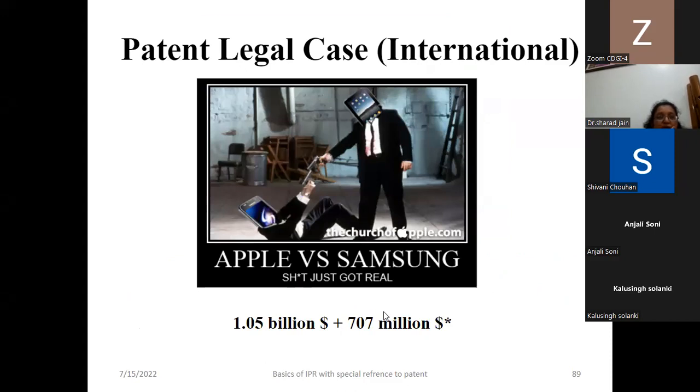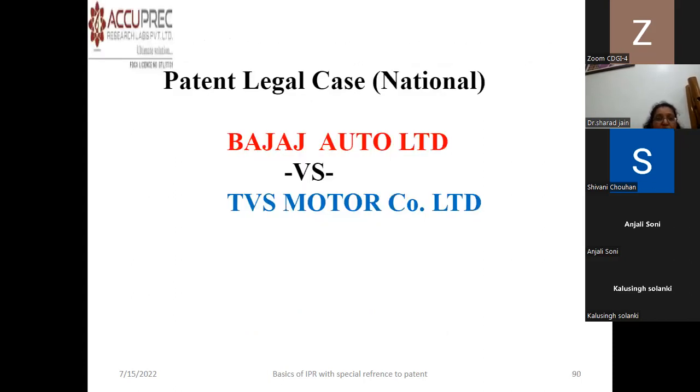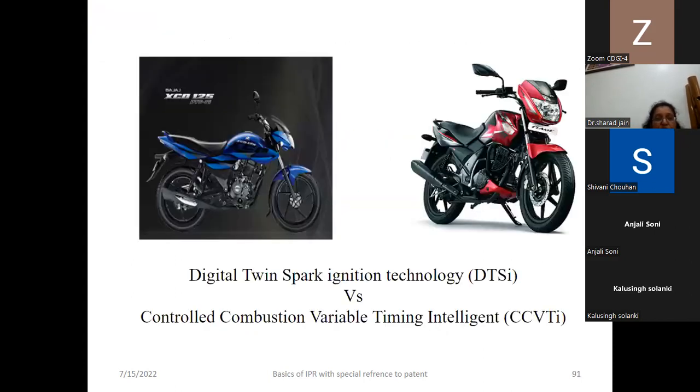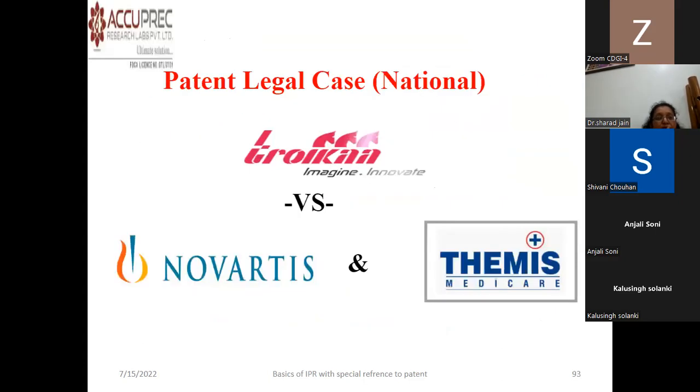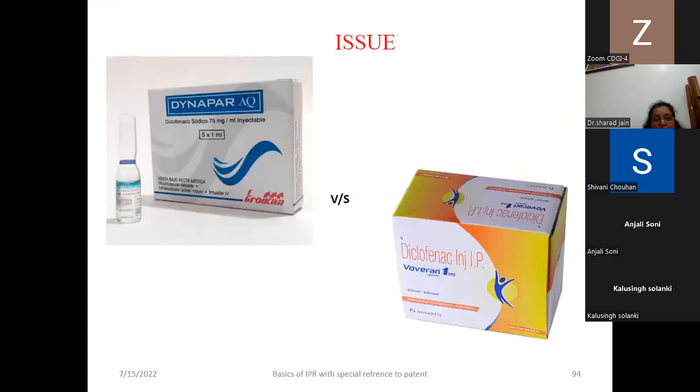This is an example of when companies were fighting for their patents, and that was a legal case: Apple versus Samsung, then Bajaj versus TVS Motor, then Ford, and then the final judgment came. Novartis and Thermes. These are the examples.